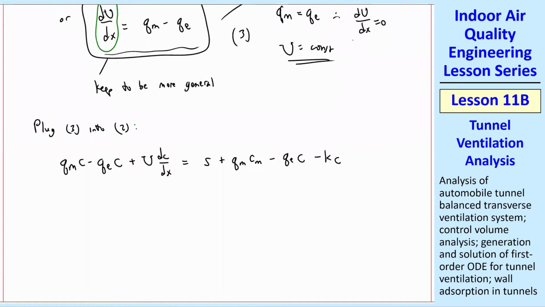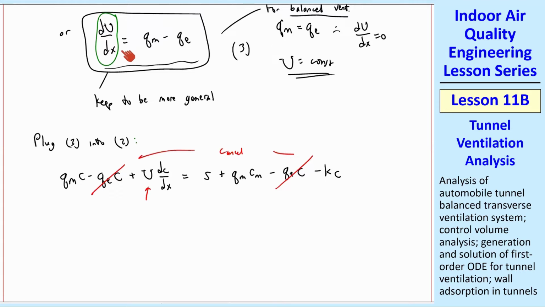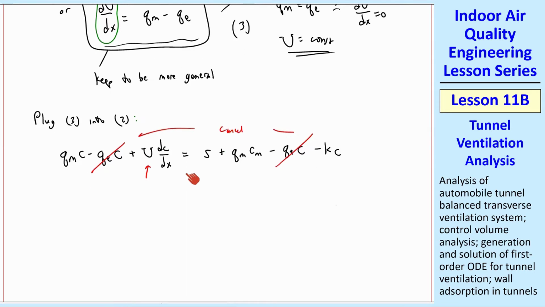And so when we write all that out, we get this. And notice now that we have QEC minus and QEC minus on both sides of the equation. So those cancel. So we actually got rid of QE. Even if we have unbalanced ventilation system where QE does not equal QM, that will be taken into account with that capital U because U then will be changing with X. So this is actually valid even for an unbalanced case.